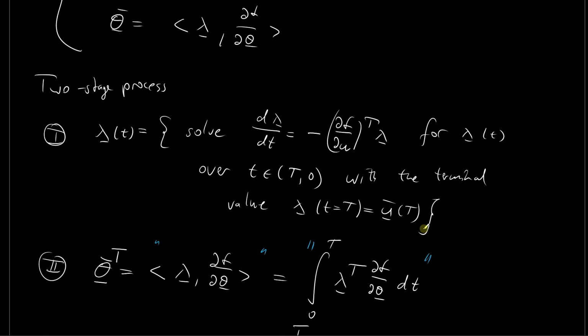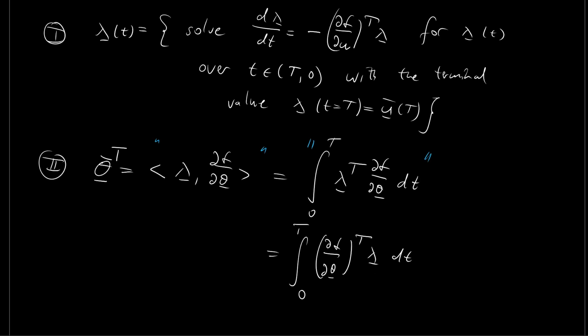Great, now we found this two-stage process in order to obtain a parameter vector. And okay, let's finalize this and say here we will get the theta bar without a transpose as the inner product of f with respect to theta and lambda.